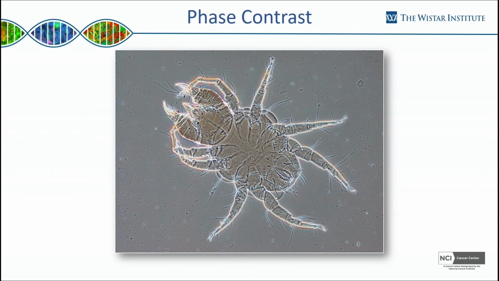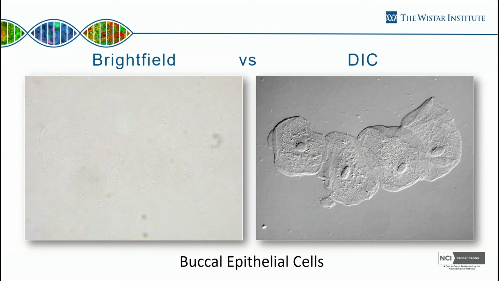So basically, when you're looking at phase, what you have is this sort of light ring around everything. So there's a light edge, but the background is gray, it's not black. DIC, again, buccal epithelium with and without.